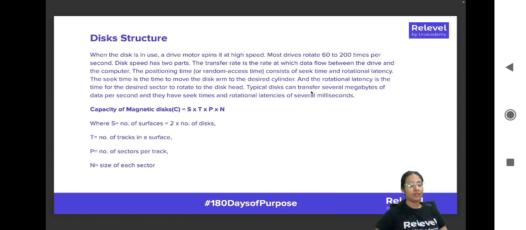And here you can see that the capacity of a magnetic disk, denoted by C for capacity, is usually S into T into P into N, where S is the number of surfaces you have. So if you have 10 disks, there are 20 surfaces, top and below. I told you every platter has 2 surfaces. T is the number of tracks in a surface. P is the number of sectors per track, and N is the size of each sector. Multiplying all of these factors tells you the total capacity of the magnetic disk.